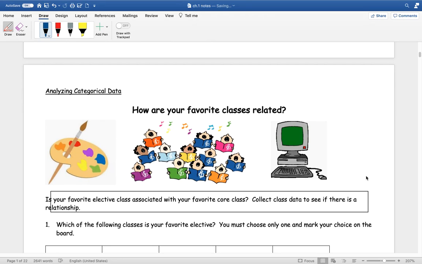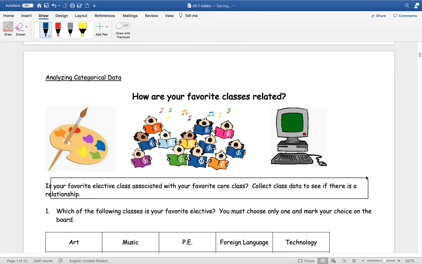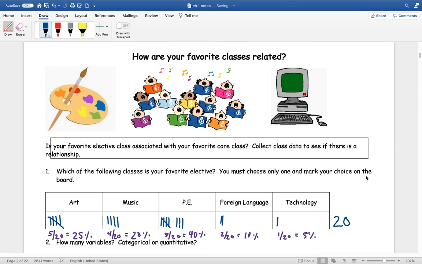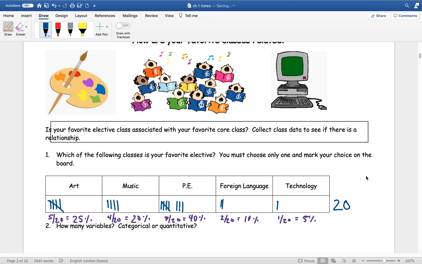Now, analyzing categorical data, we're getting into lesson 1.1. How are your favorite classes related? We can ask that question. We can collect data. And we can figure out if there is an association between favorite elective class and your favorite core class. We're going to collect data. I know we can't collect data here, so I actually use data from last year's AP Statistics class.